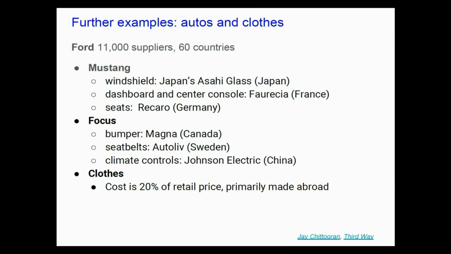Autos, there's a Mustang, I just saw these numbers. A windshield is made in Japan, the dashboard is made in France, the seats are made in Germany. The bumper for a Ford Focus is made in Canada, seatbelts in Sweden. You know, everything is global now. And we just went to a very nice talk about value added for these kinds of global production chains. And indeed, the OECD and other people have tried to do that, but when you throw intangibles into the picture, it's going to get even more difficult.